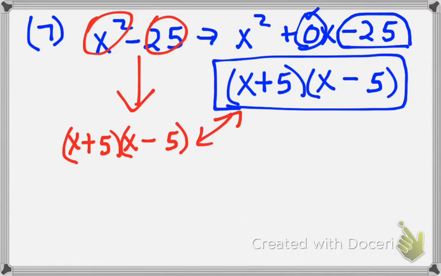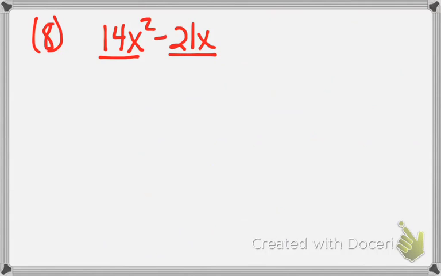All right, one more factoring problem, number 8. This problem only has two terms, 14x squared minus 21x, and this is not a perfect square because 14 is not some number squared. So if we only have two terms and they're not perfect squares, then we're going to look for the greatest common factor. So I'm going to look at 14 and 21 and decide what they have in common. 14 and 21 are both divisible by 7. And then I'm also going to look at the x squared and the x and see what they have in common, and they both have at least one x.